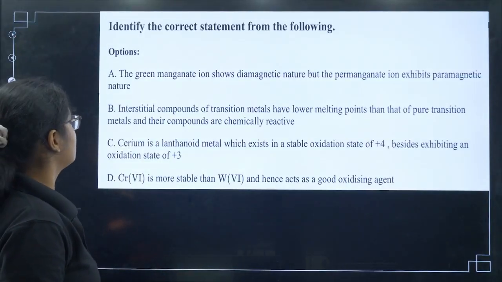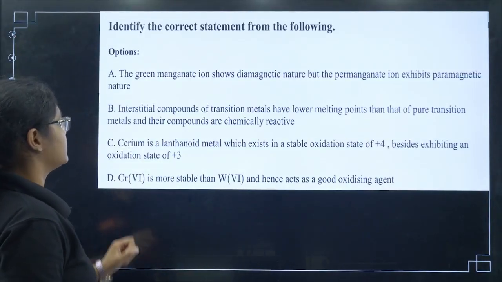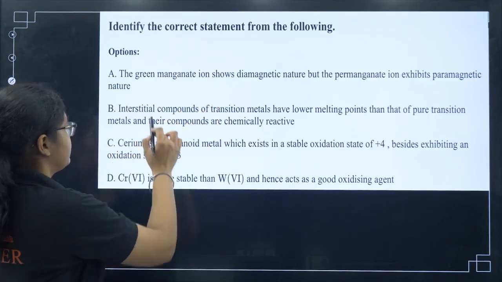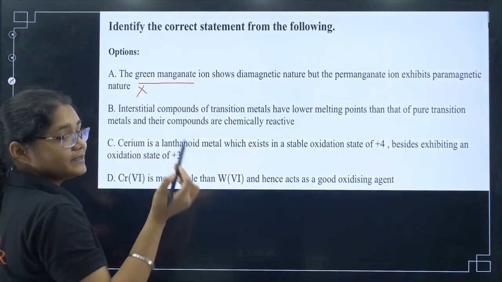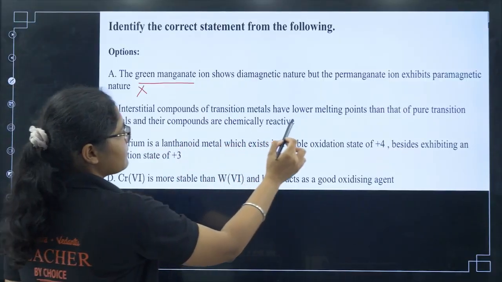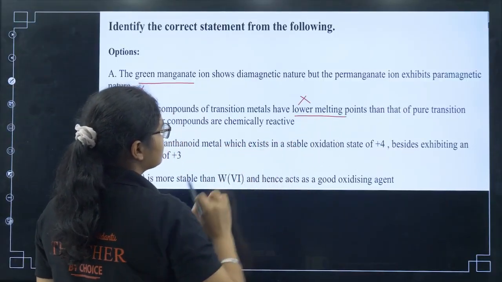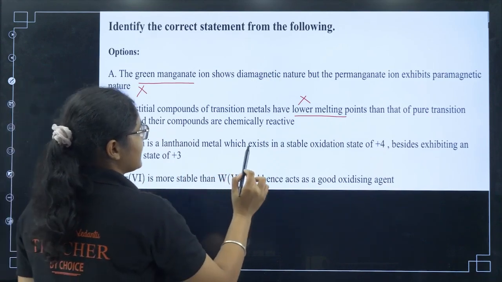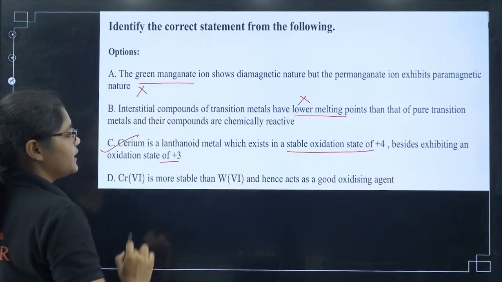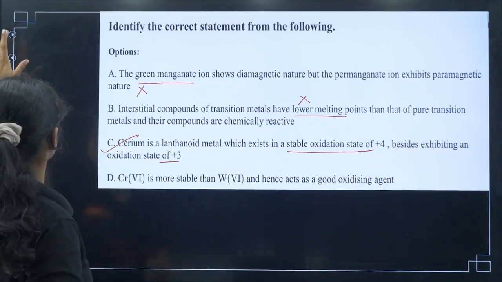Next, identify the correct statement from the following. The green manganate ion shows diamagnetic nature, but permanganate ions exhibit paramagnetic. No, you know manganate is paramagnetic and permanganate is diamagnetic. Interstitial compounds lower the melting point. No, they increase the melting point. Cerium is a lanthanide which exists in the +4 state. Besides, it also exhibits the +3 state. Yes, that is correct. Option number C here.